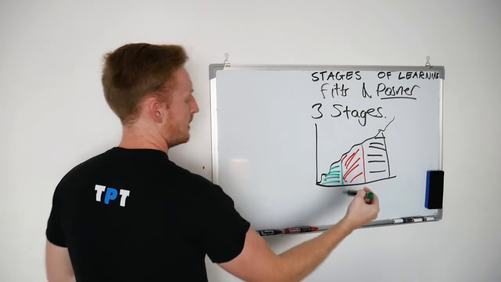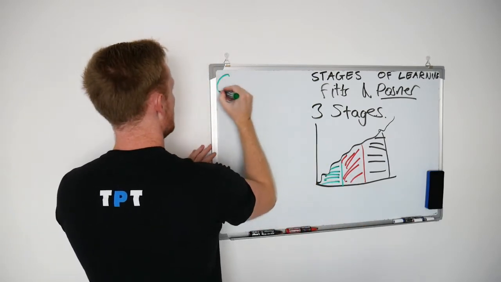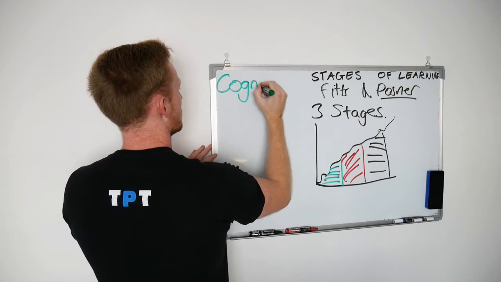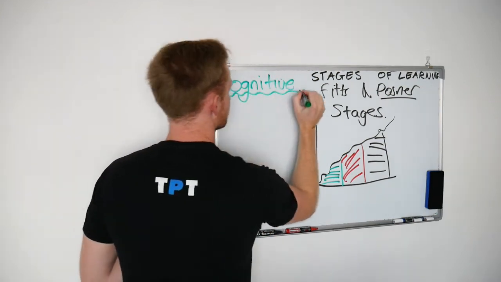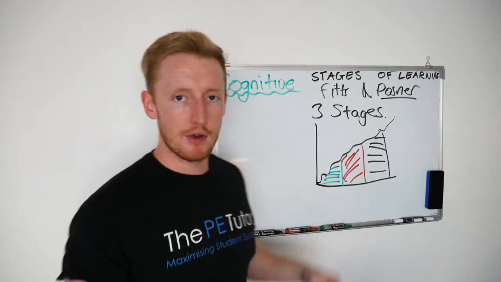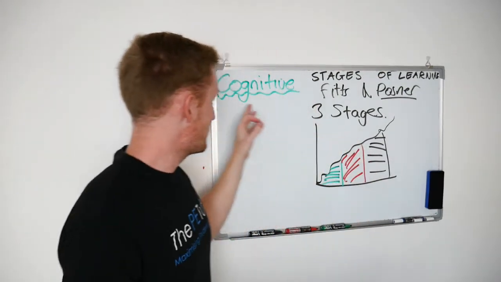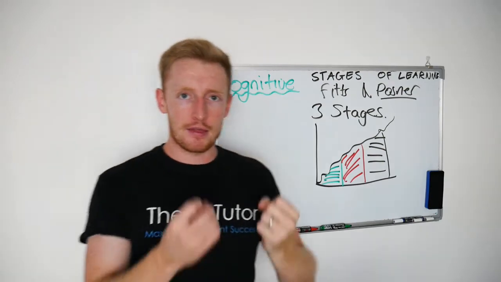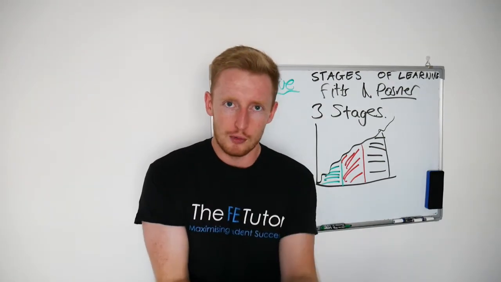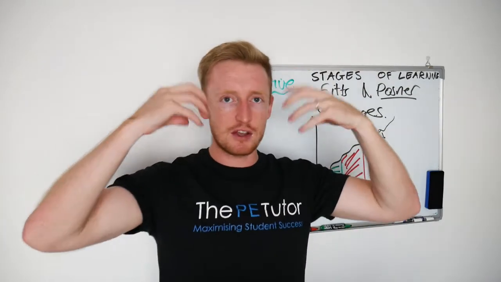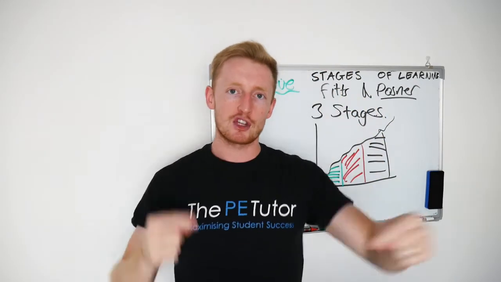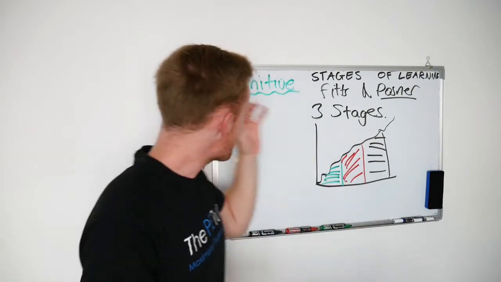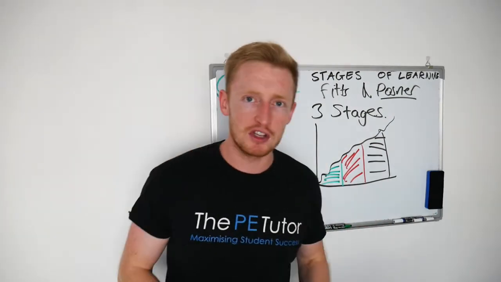So the first stage that we have, this green zone, if I put it in green in fact, we have cognitive. So the cognitive stage of learning. Okay? Now cognitive refers to the mind. So what this in essence is saying is that the learner, the performer, spends most of their time and thought and energy thinking through the action that they're about to perform. There's a lot of thought that goes into producing the movement.